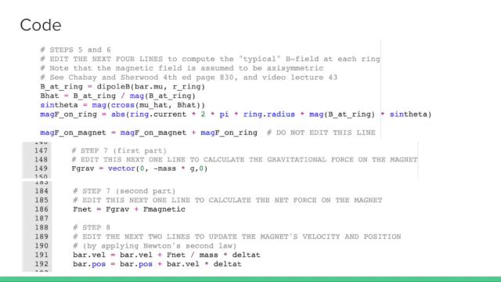And this is steps 5 through 8. Steps 5 and 6 look at the force on a loop due to the magnetic field. And then step 7 looks at the gravitational force of the magnet. And then step 8 looks at the velocity update and the position update formulas due to Newton's second law.